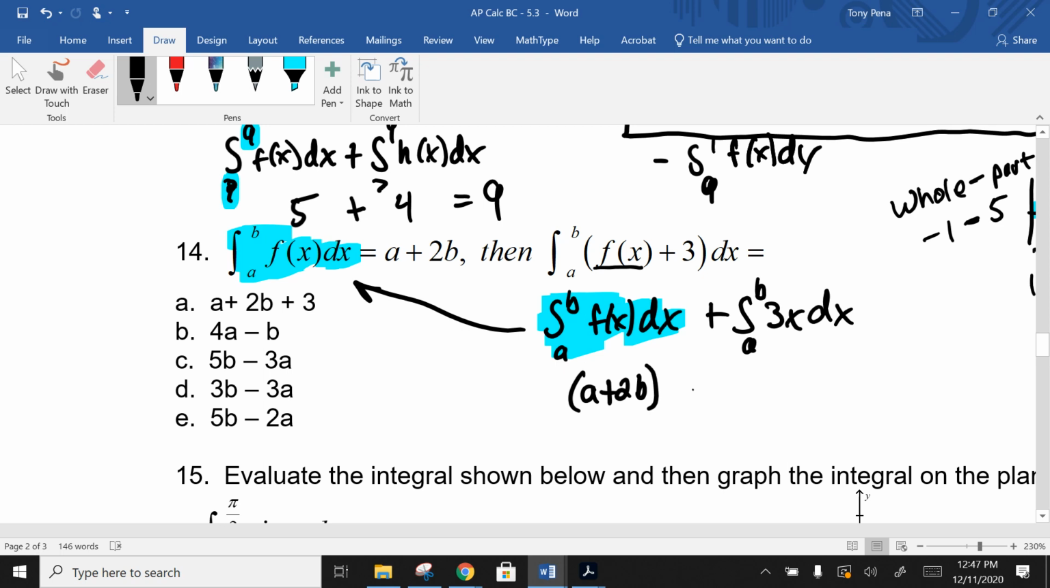Sometimes you're given a graph to figure out what those are, and you'd have to do a little bit of work. But in this case, you're just flat out given what those values are. This one we can do. It's the same thing that we did in the previous 13 problems. We're now going to add.